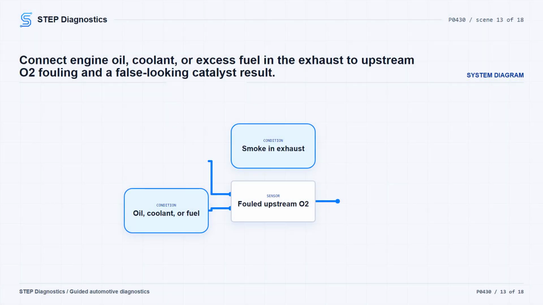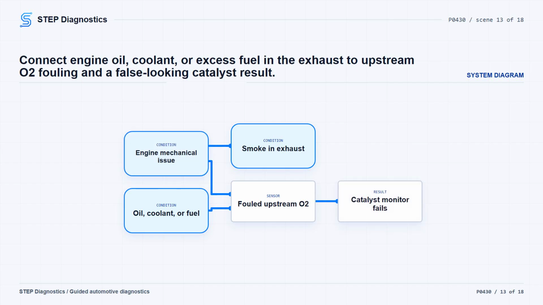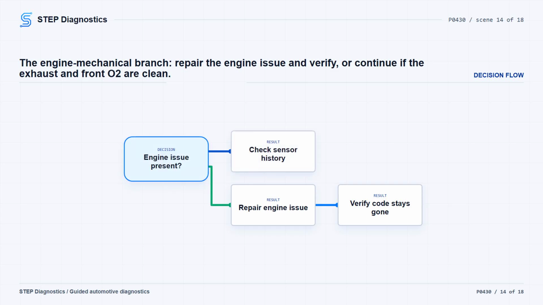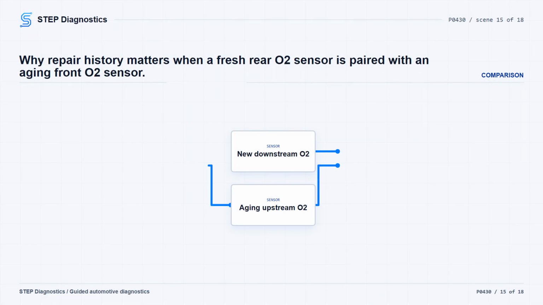After the exhaust check, look for an engine mechanical issue. Check the exhaust for excessive smoke from an internal engine problem, and verify the upstream O2 sensor is not fouled because of a mechanical engine failure. Oil, coolant, or excessive fuel can contaminate that upstream sensor, and that sensor sits directly in the exhaust output path before it has any protection from the catalyst. If an engine mechanical condition is present, repair it as necessary. Then verify the repair and confirm the code stays gone. If it is not present, continue. Now review the vehicle repair history.